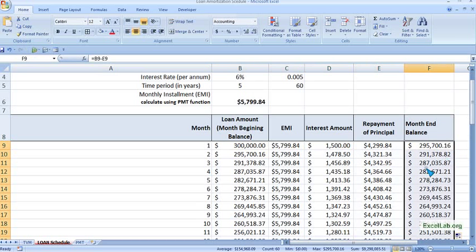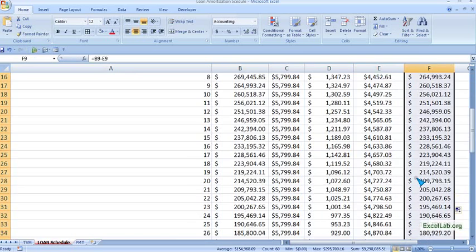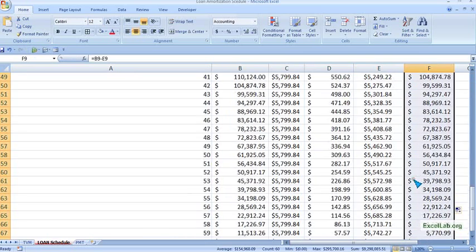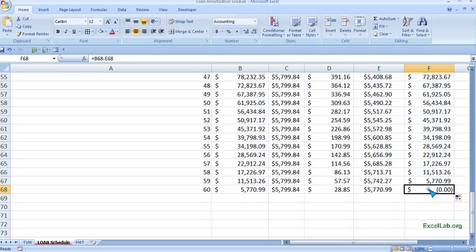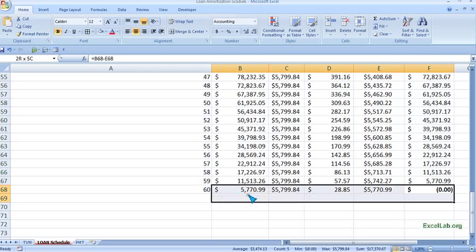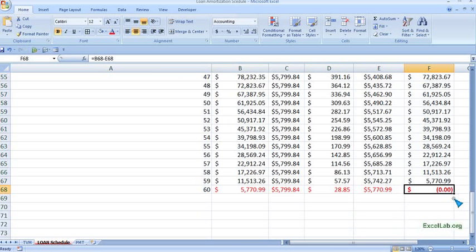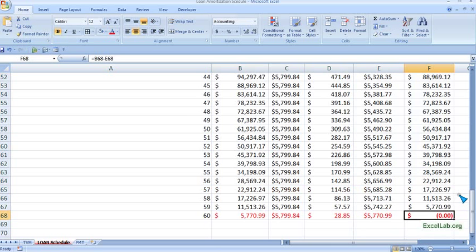When we scroll down and see the 60th month, it should be 0. So this is 0, right? At the end of the 60th month, the balance is 0 and our loan gets over.